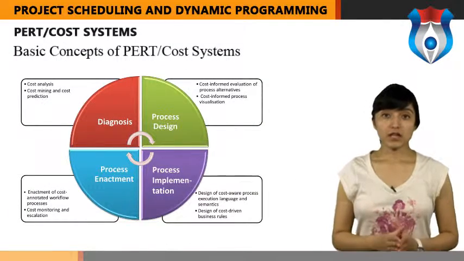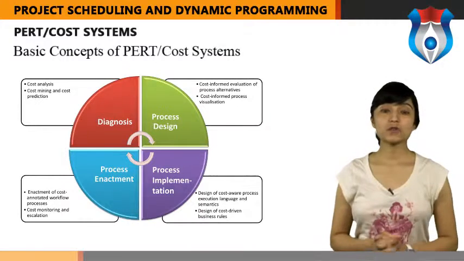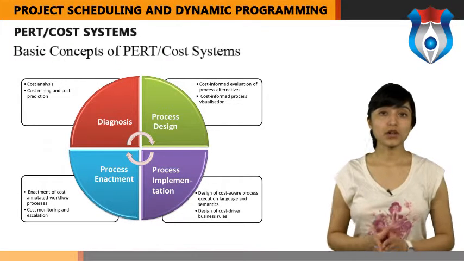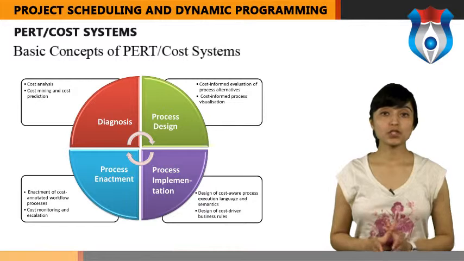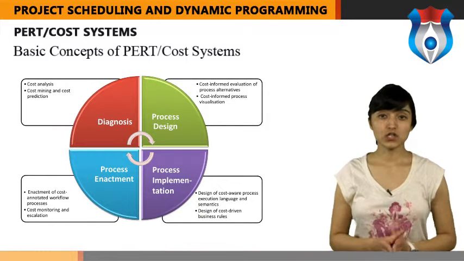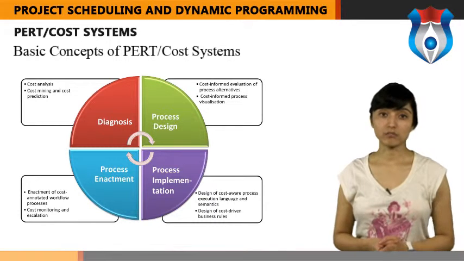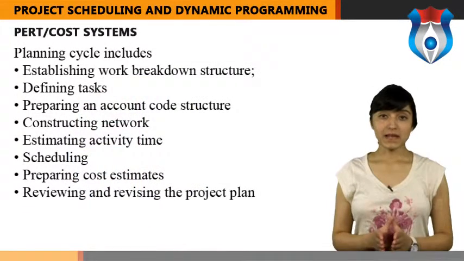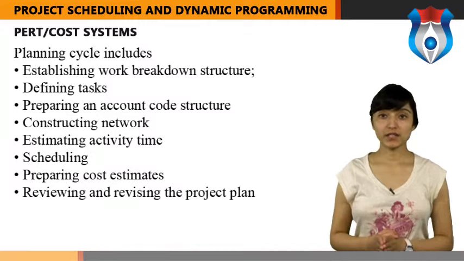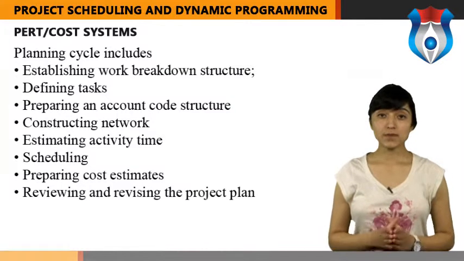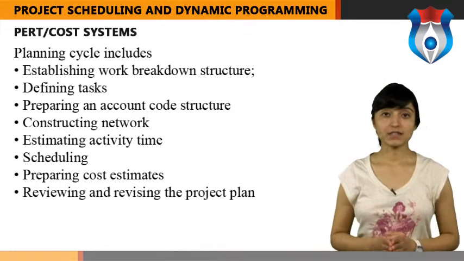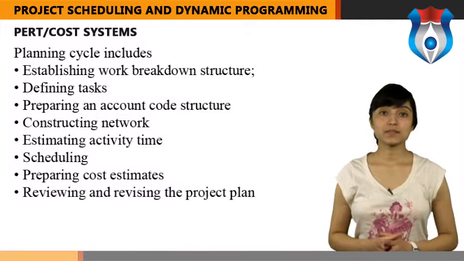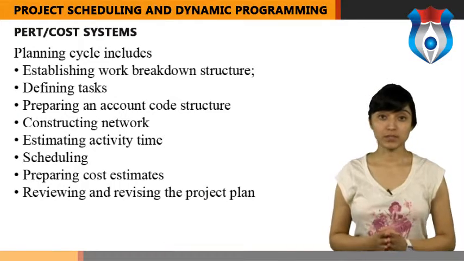Basic concepts of PERT cost systems. The basic concept of PERT cost systems is the fact that costs are to be measured and controlled primarily on a project basis rather than according to the functional organization of a firm, such as divisions, departments, and so on. PERT cost system mainly consists of planning and control cycles. Planning cycle includes establishing work breakdown structure, defining tasks, preparing an account code structure, constructing network, estimating activity time, scheduling, preparing cost estimates, reviewing and revising the project plan.